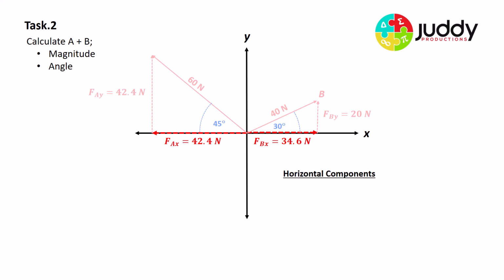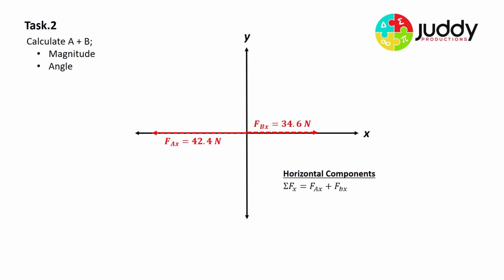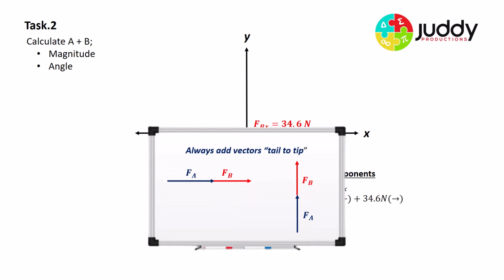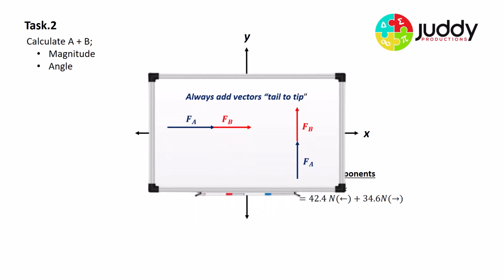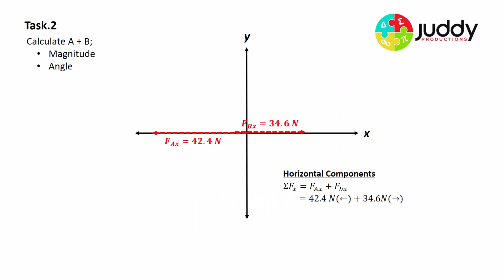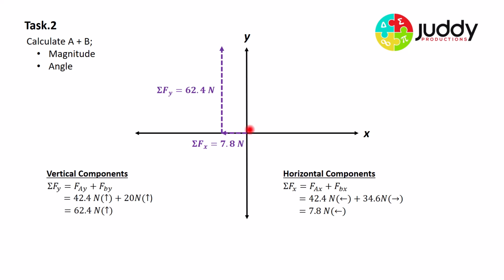Likewise, let's look at the horizontal components. A has a horizontal component of 42.4 newtons to the left. B has a horizontal component of 34.6 newtons to the right. Let's add these two together. Again, we always add our vectors tail to tip, tail to tip. We add that across, and we get a net force of 7.8 newtons. So looking at these two components, we have a horizontal of 7.8 newtons to the left and a vertical of 62.4 newtons upwards. We add them together and we get the net force.